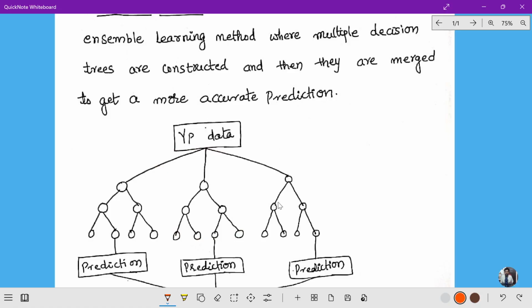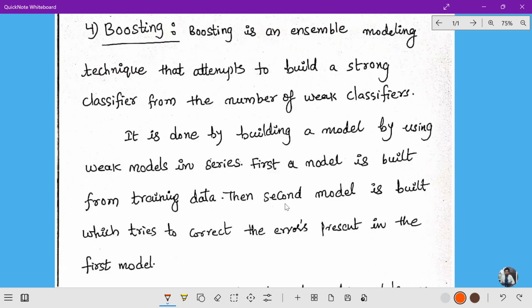Okay, now let us go for the fourth one. This is called boosting. What is the meaning of boosting? Boosting is an ensemble model technique that attempts to build a strong classifier from a number of weak classifiers. Very important. We are going to build a strong classifier with weak classifiers. It is done by building a model using weak models in series. First, a model is built from the training data. Then a second model is built, which tries to correct the errors present in the first model.